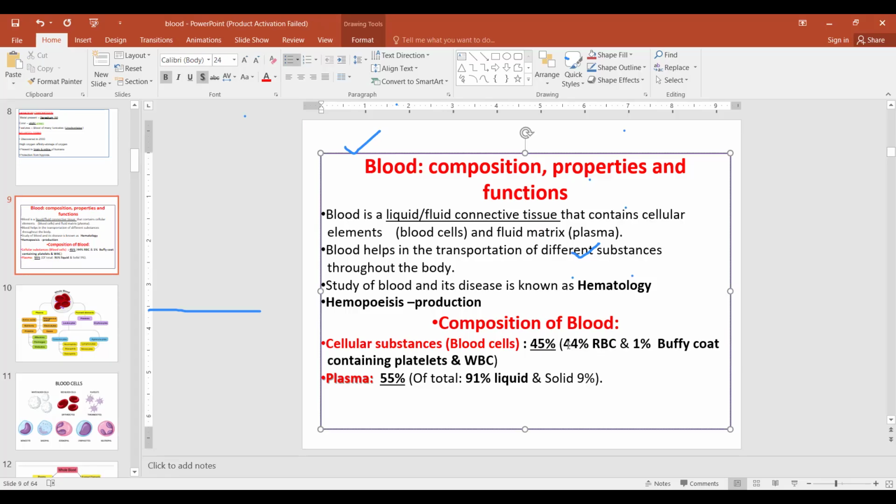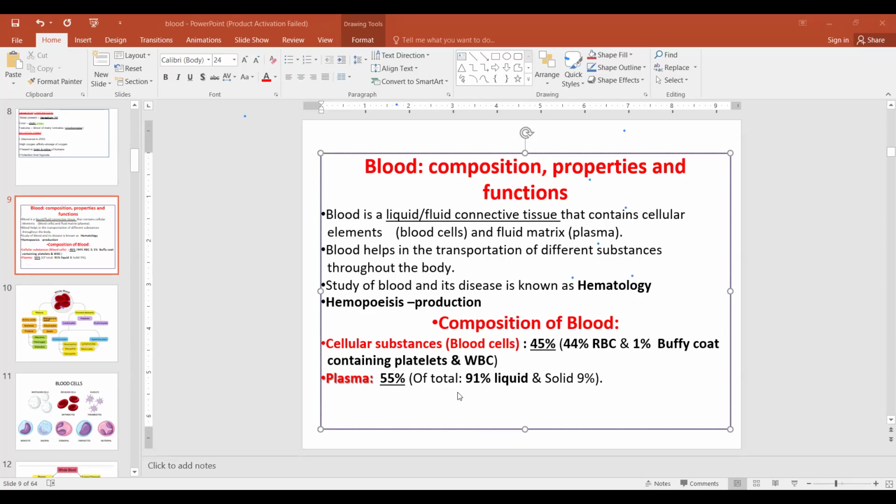And out of the cellular component, out of the 45% in the total blood, about 44% is occupied by RBCs, and just 1% of the remaining part is called the buffy coat. When you separate the RBCs from the blood, it remains on the top of the test tube, which is known as the buffy coat. In just that 1%, all the platelets and WBCs are present.